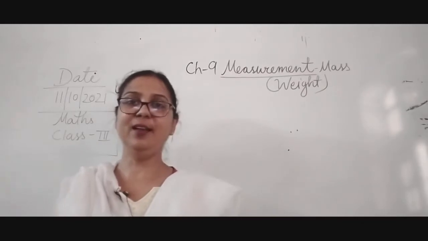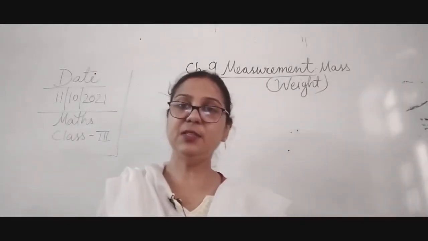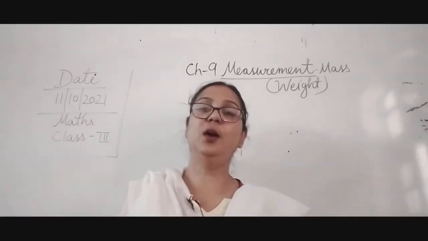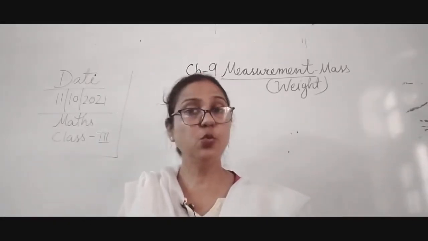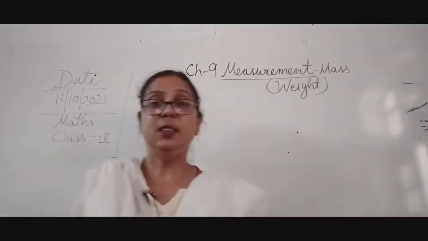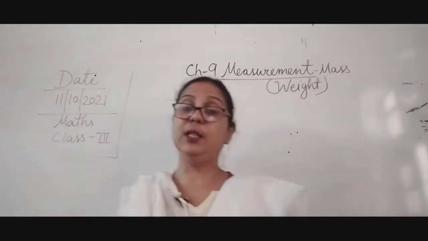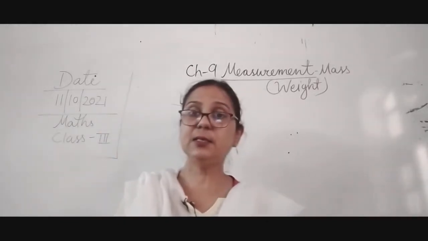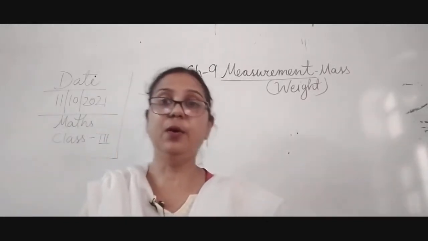Children, as you all know, we are learning measurement, and we started measurement of weight 2 days back. We have completed the first 2 pages and learned that 1 kg equals 1000 grams, and we have already discussed balances and denominations of weight.